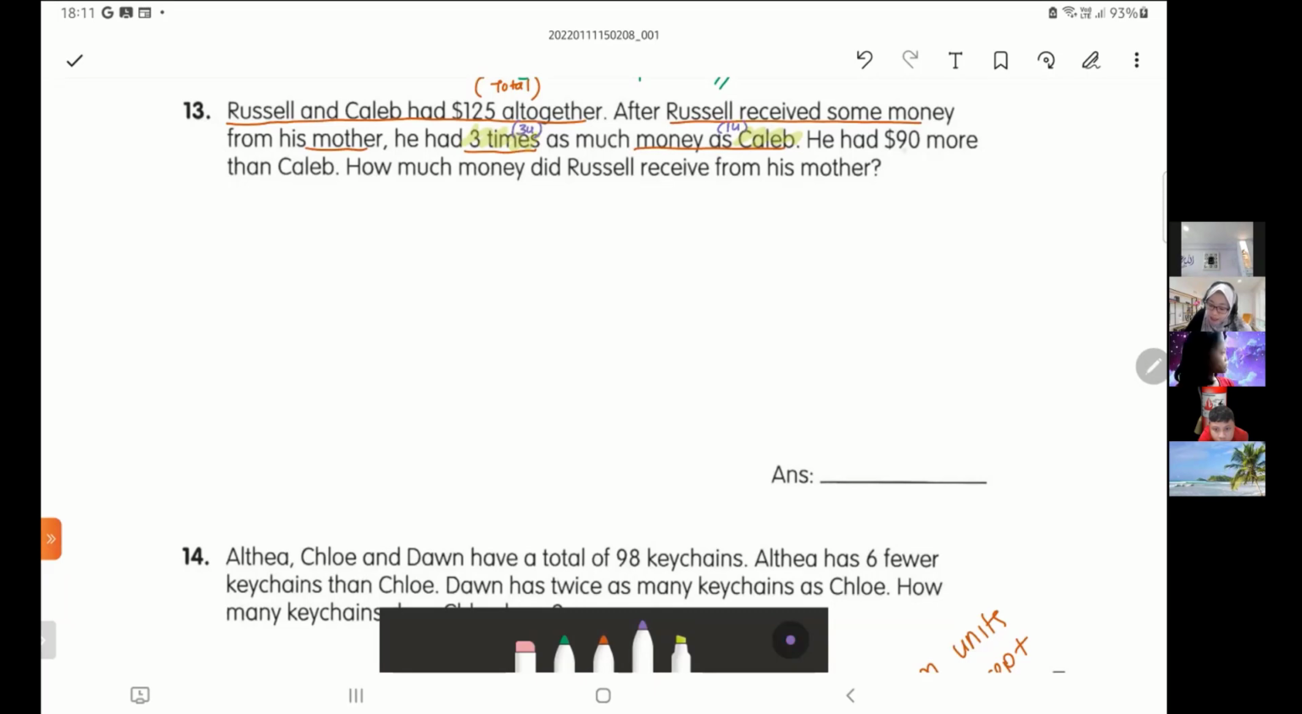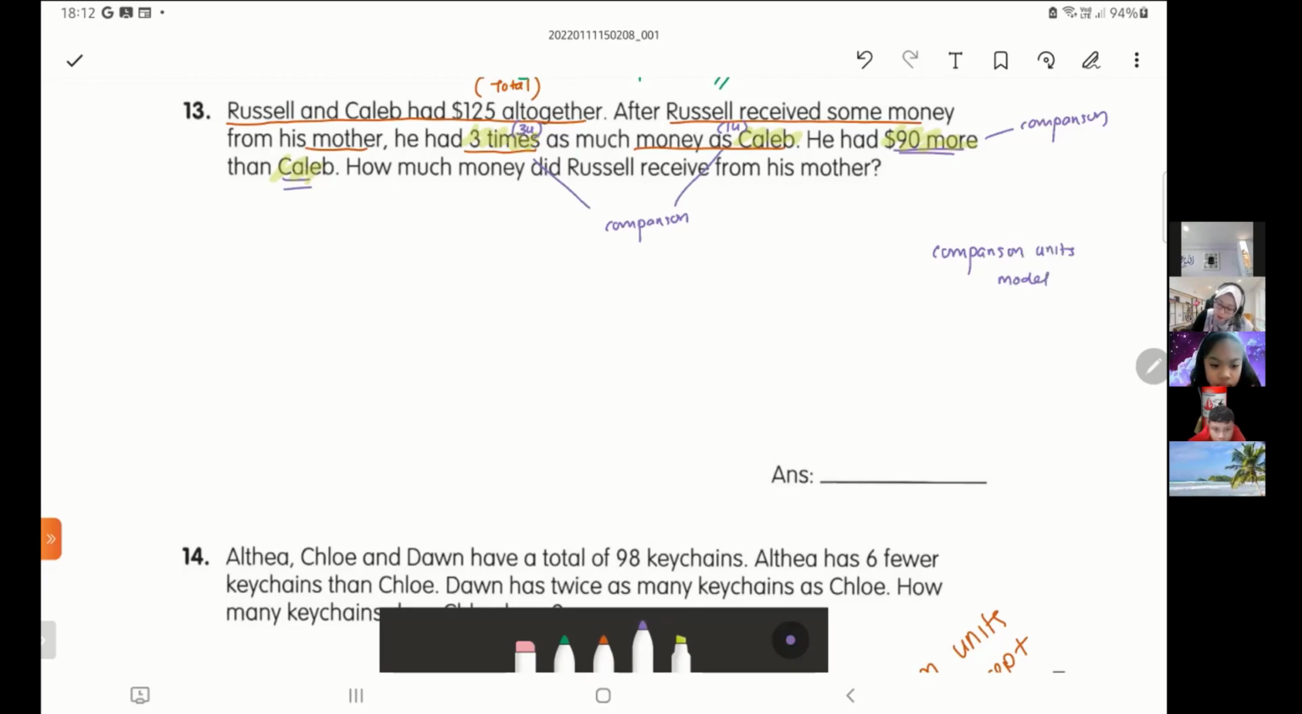Okay, he had $90 more than Caleb. This is another comparison. Just now was a comparison of the units. Now is a comparison of the value. Can you see? Okay, so this is the comparison. And then this one is also the comparison. That's why I say that this question is comparison units, right? I'm going to use units method, comparison units model to solve this question, right?